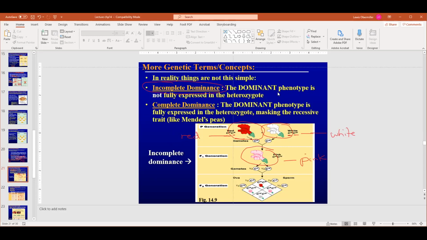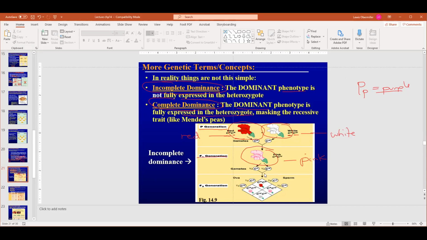Incomplete dominance means that the phenotype is halfway between the phenotype of the parents, the parental generation. Complete dominance is what we just talked about. So the dominant phenotype is expressed in the heterozygote. In other words, if we were doing purple, then this would be purple, and it would be the same purple color as the parents, not a mixture of purple or a light purple.